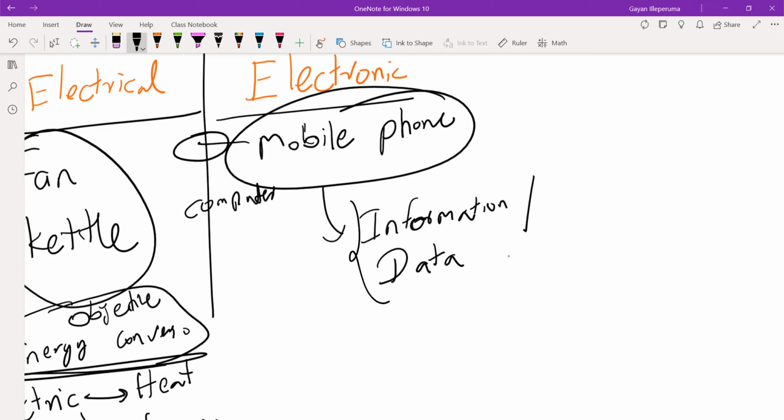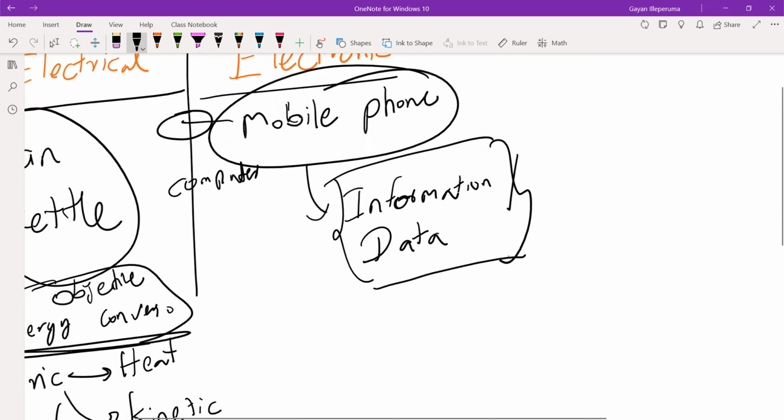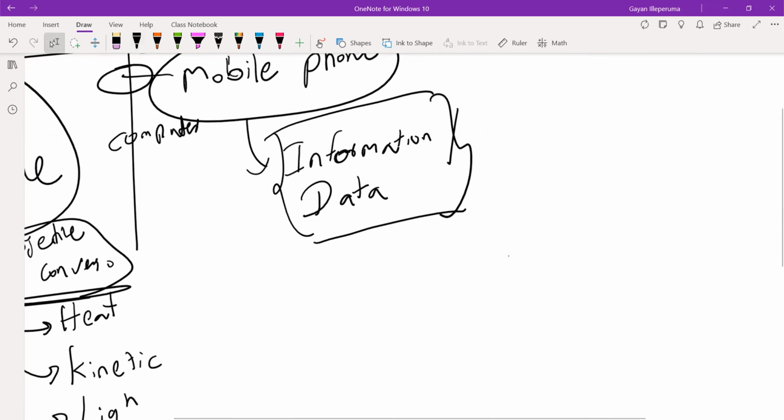To work with information and data, you might need energy. That comes in the form of electrical energy, electricity. However, the main objective is not the conversion, but to work with information or data. Work with, in the sense it can be sharing, processing, storing, retrieving, those kinds of things.